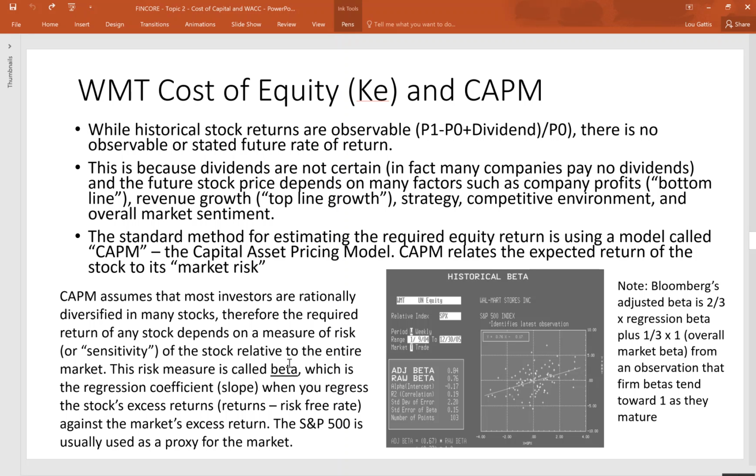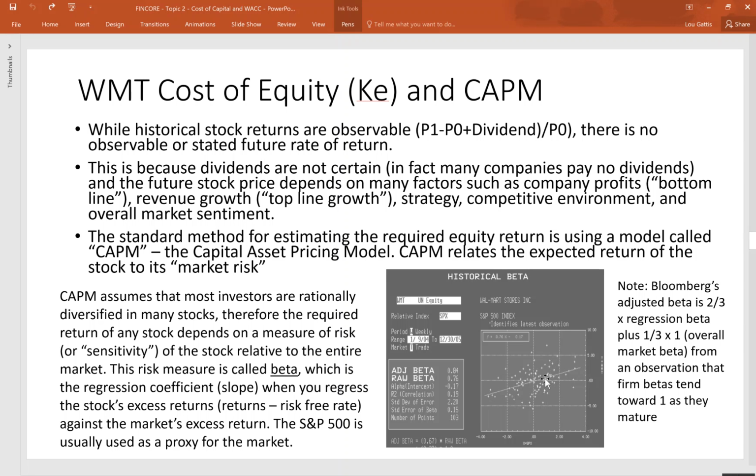So it's not going to be standard deviation. It's called beta. Now, how do you calculate beta? You're going to run a regression. Here's a Bloomberg screen that has Walmart's return on the y-axis and the market return on the x-axis. Each dot represents a particular date. On this date, Walmart's return looks like it was about 7 or 8%. The market return looks like it was around 1%.